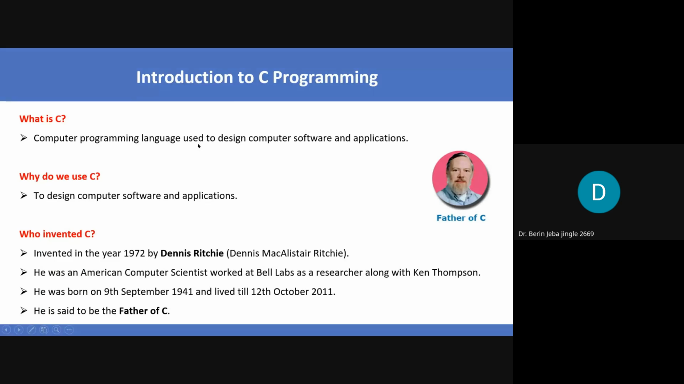So what is C? It is a high-level programming language, a computer programming language used to design computer software and applications. We can develop software and applications through C. Why do we use C? To design computer software and applications. Who invented C? Dennis Ritchie, the father of C. He was an American computer scientist who worked at Bell Labs as a researcher along with Ken Thompson. He was born on 9th September 1941 and lived till 2011. He is called the father of C.